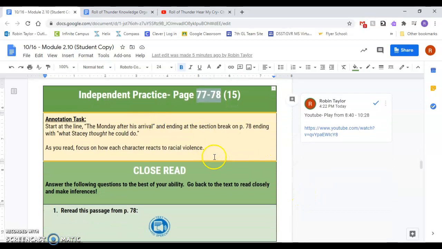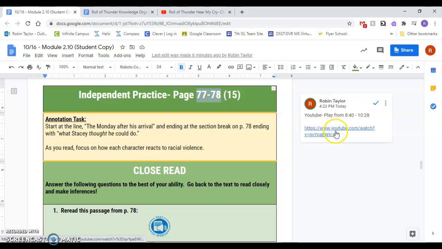Your independent practice is relatively short. You are going to just be reading the rest of page 77 through page 78. You're going to start at the line "The Monday after his arrival," and end at the section break on page 78 that ends with "what Stacy thought he could do." So it's almost at the very bottom of page 78.